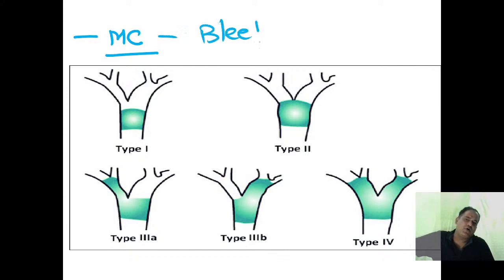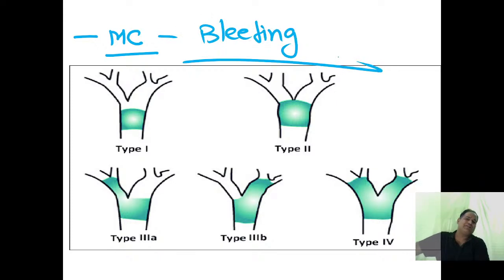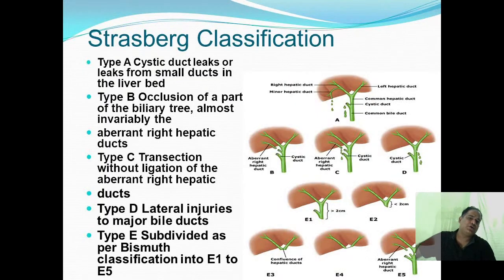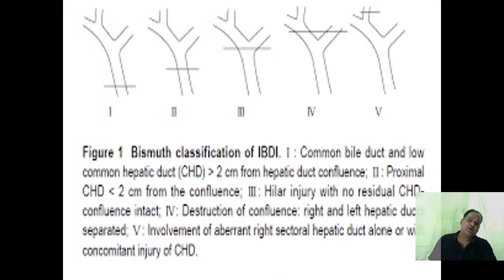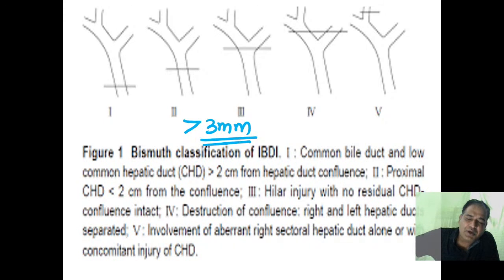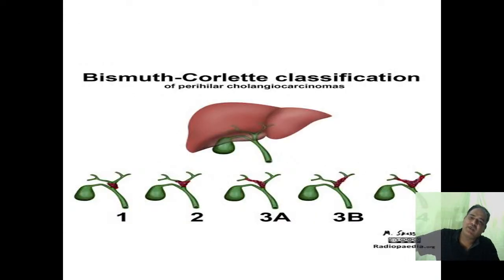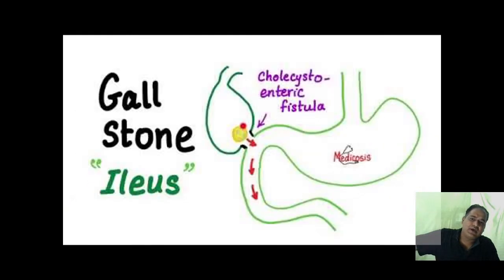So the most common cause of conversion to open surgery is bleeding, fine? Now, the ducts may be injured. So you just need to remember the name Strasberg classification of the duct injury and Bismuth classification of the duct injury. Any duct which is more than 3 millimeter in diameter should be repaired. Fine. Bismuth classification. Fine. That is what they ask normally.